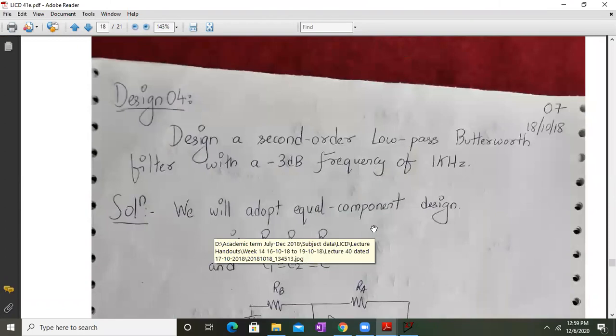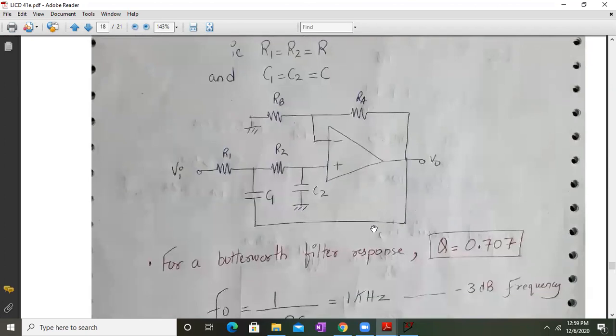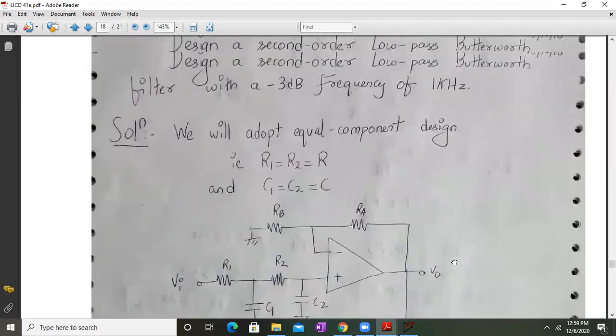Next we also see another design. Design a second order low pass Butterworth filter with a 3 dB frequency of 1 kilohertz. Here they have given a Butterworth filter. Now, Butterworth filter I will be describing in the next lecture. You just remember the quality factor for a Butterworth filter will be around 0.707. Only this much you need to remember, rest steps are same.